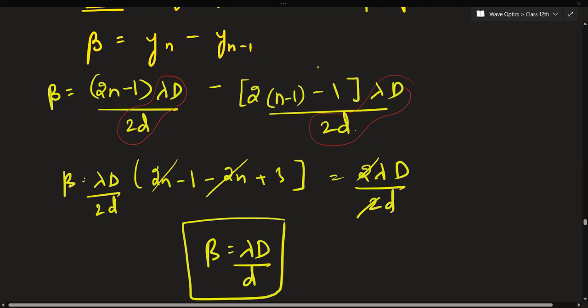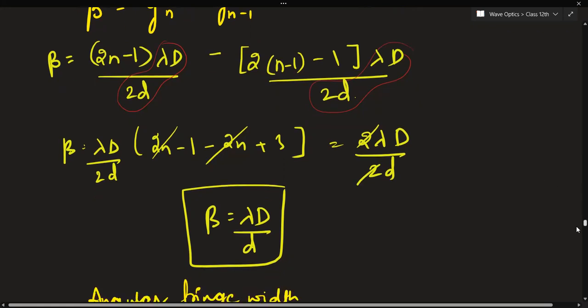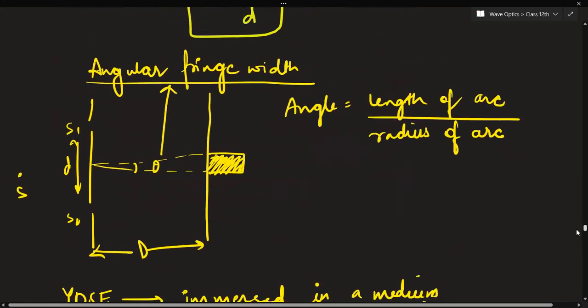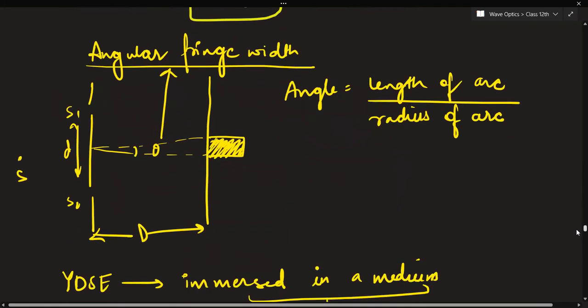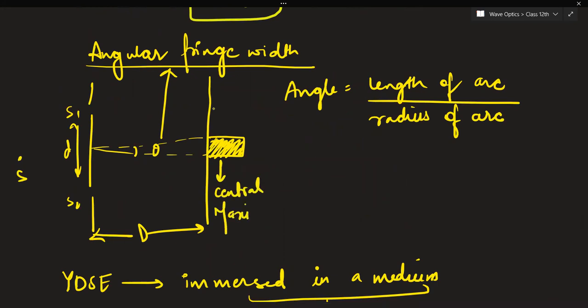Okay, class. Now see, this was the separation between the consecutive fringes. Now actual angle that is subtended by the central fringe. If you subtend the angle, some angle will be subtended because it is thick. So from both the ends, if you extend it, you will get a certain angle at the end. So see, class, that is known as angular fringe width. This part is the central maxima.